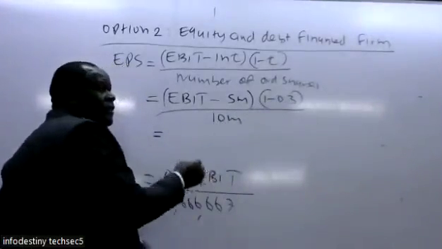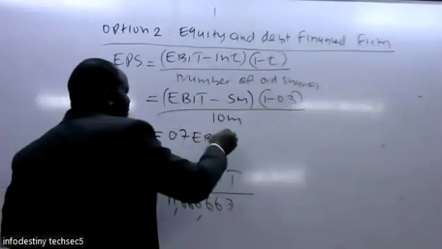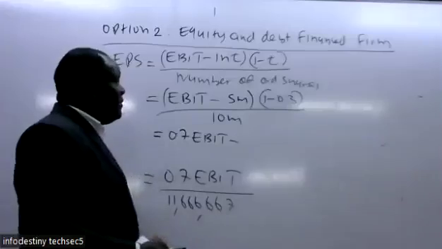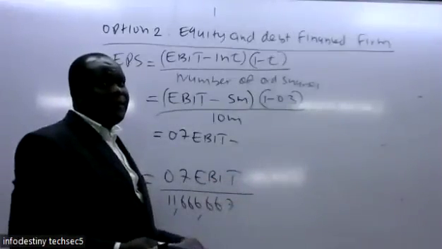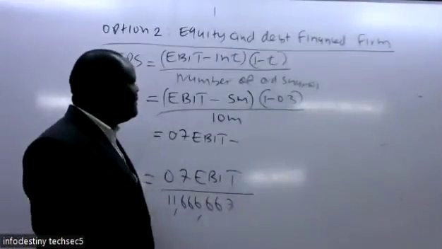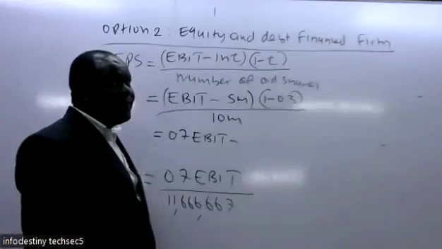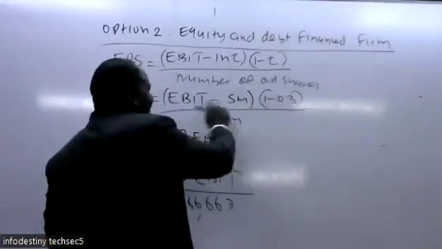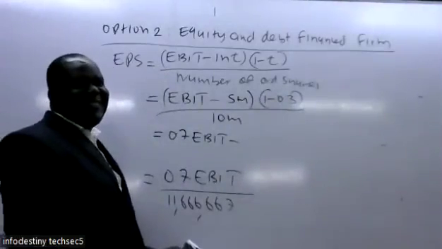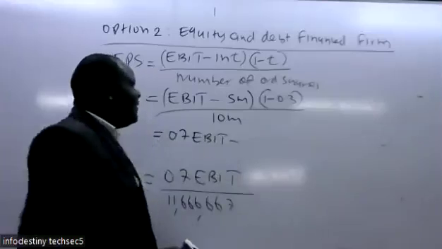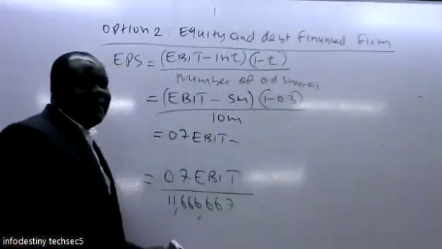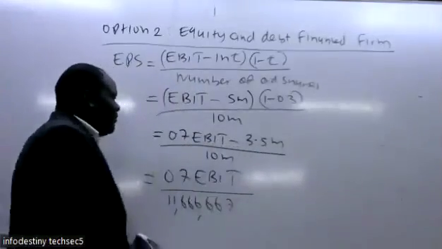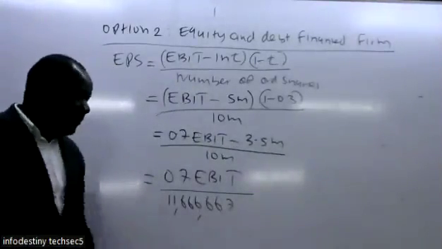1 minus 0.3 is the same as 0.7. So it will be 0.7 earnings before interest and tax. I also want you to take the 5 million multiplied by 0.3, because you are simply opening the brackets. So it will be 0.7 earnings before interest and tax, then also take 5 million by 0.7, which is 3.5 million. Then we divide by 10 million. So those are now the two formulas that we have.